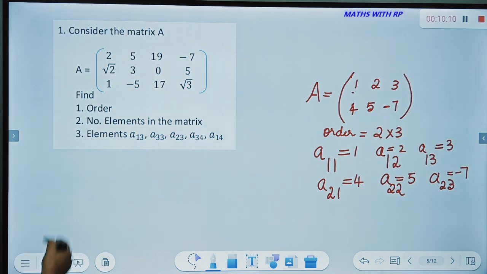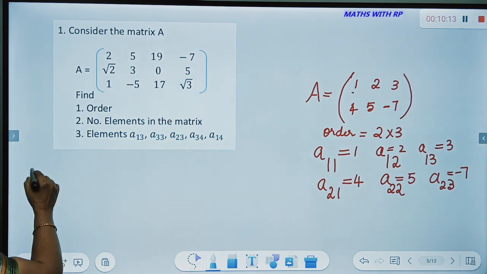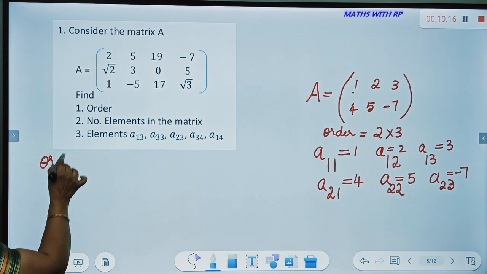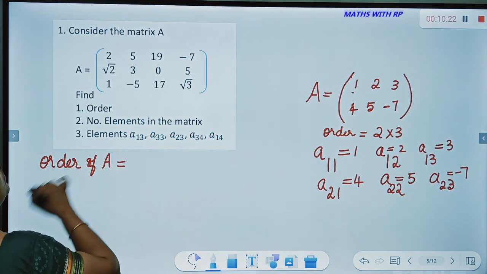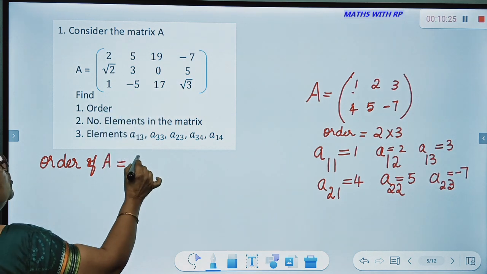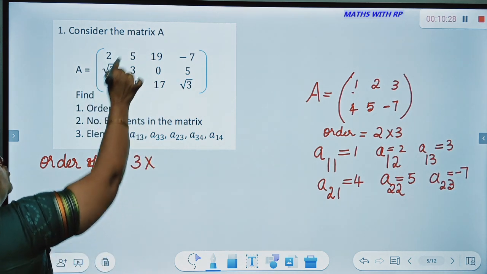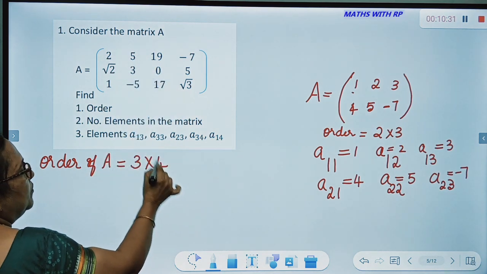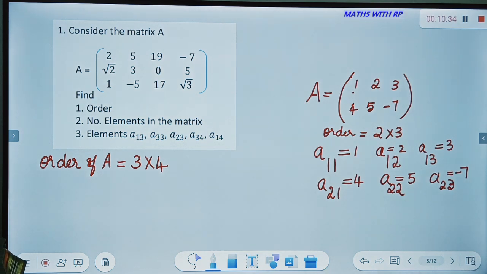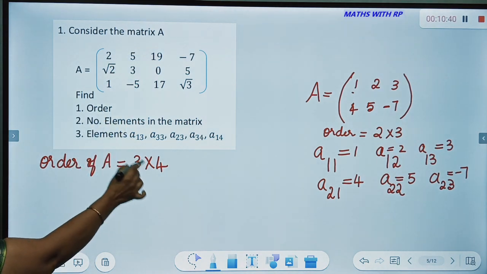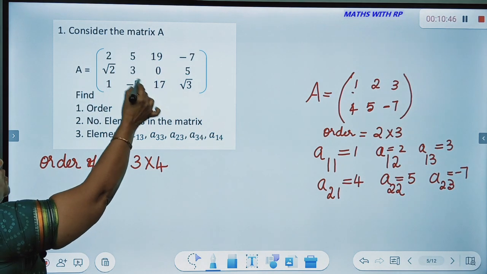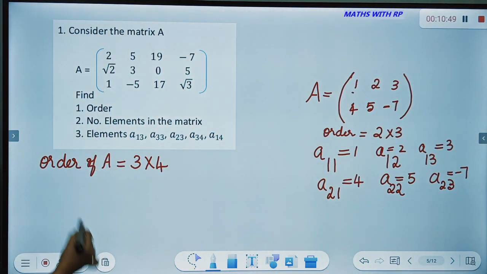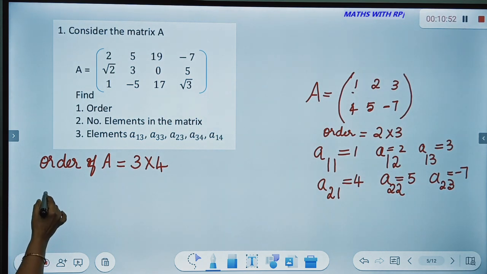Now look at this problem. Now let us do this problem. What is the order of this matrix A? Order of A equal to, how many rows has it got? 3 rows. And how many columns has it got? 1, 2, 3, 4. 3 by 4. So its order is 3 by 4. How many elements are there? If it has got 3 rows and 4 columns, the number of elements must be 12, right? See, 4 plus 4 plus 4 is 12. So if the order is m by n, the total number of elements will be m into n.